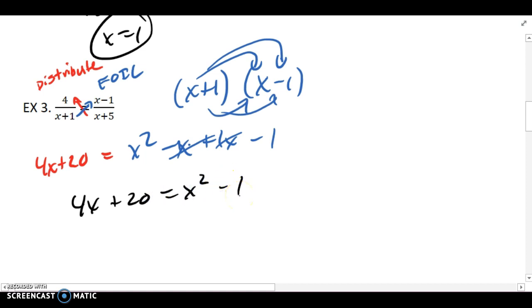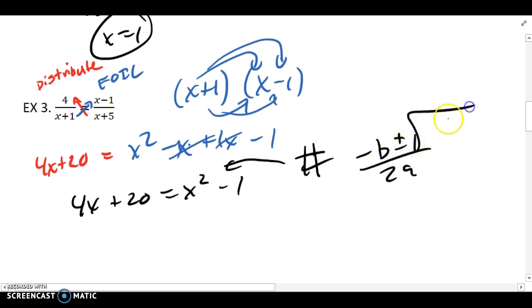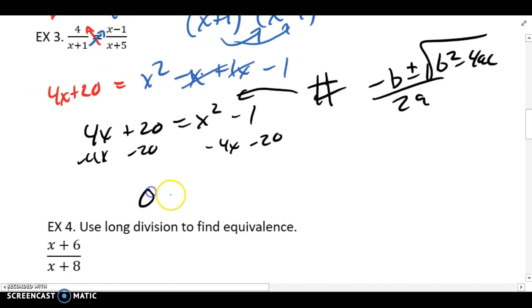From here, we need to get everything to one side. And when we have this x squared here, that means we're going to have to do a tic-tac-toe or the quadratic formula. Do you remember your quadratic formula? Okay, so that may be a requirement on the SAT, so make sure you understand when to use those. So we have x squared, we're solving. So I'm going to subtract the 4x over and subtract the 20 over. So those are going to cancel. So we get 0 is equal to x squared minus 4x minus 21.